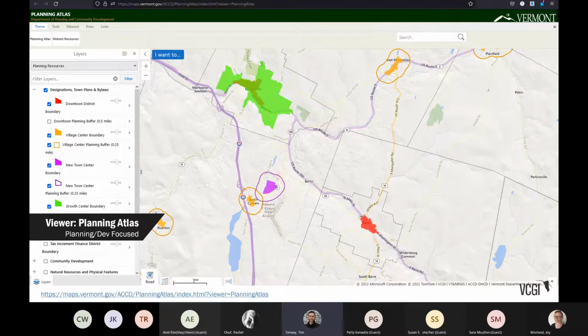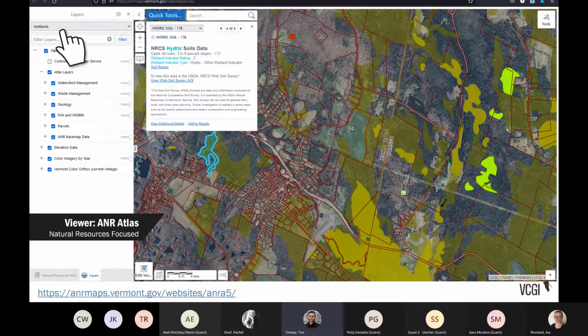Whereas the planning atlas, again, different focus. It's on development or urban development. So it's got things like downtown district boundaries and buffers and growth center boundaries. Again, it's just trying to cue your attention into the different reasons why you might be using that viewer tool. And again, lastly, the A&R Atlas, which is natural resources focused, such as this example of mapping both soils and wetlands across the state for understanding their prevalence.